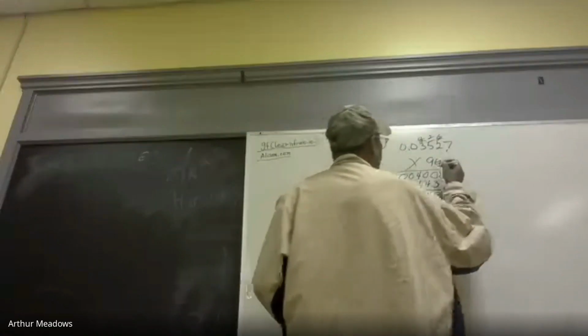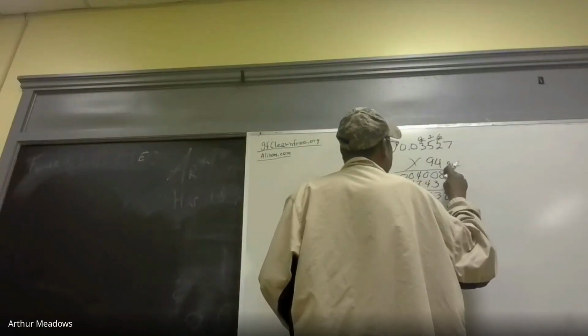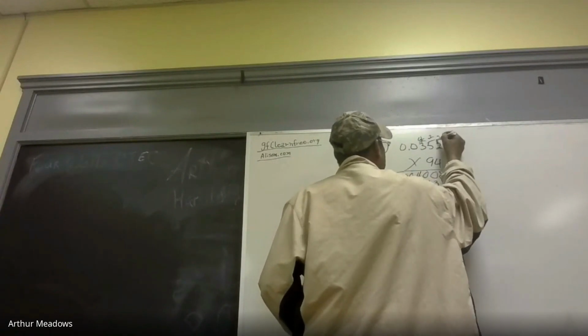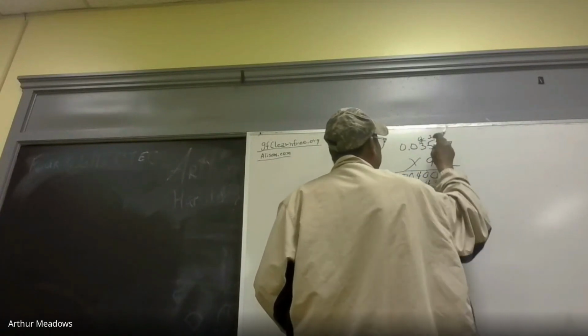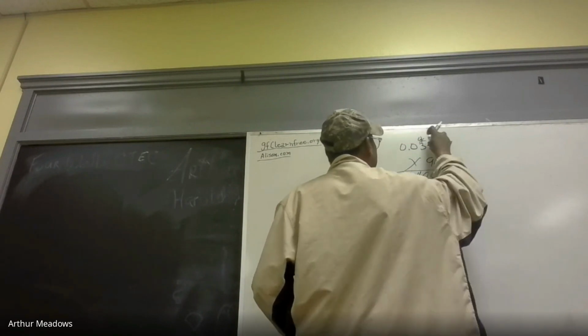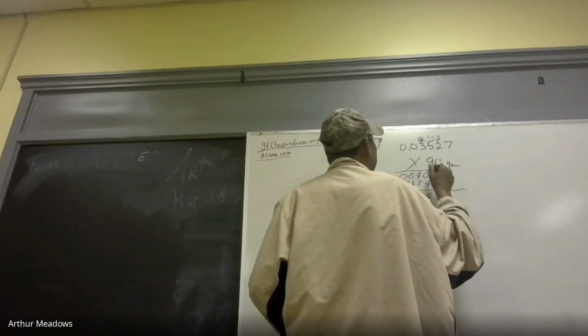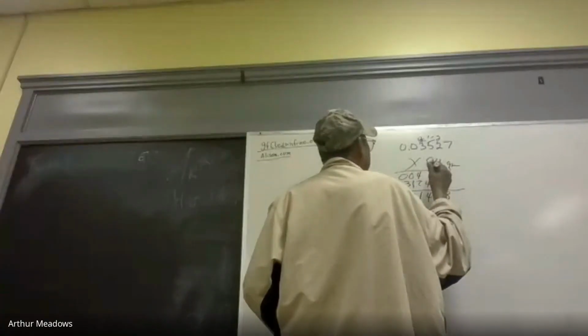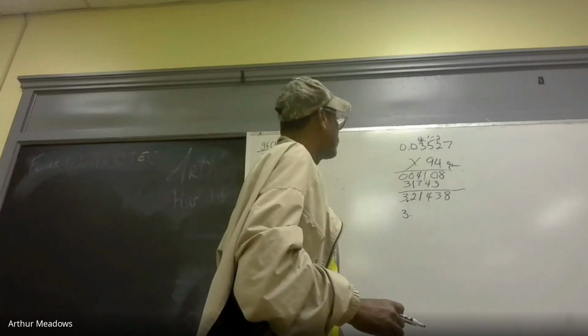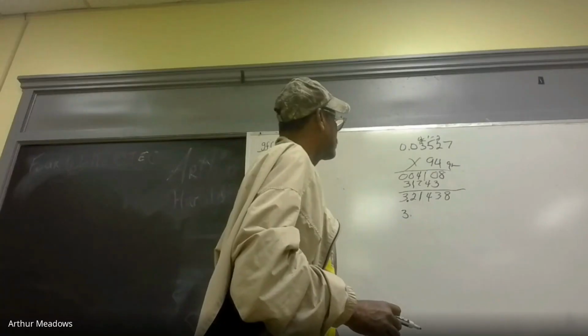4 times 7, 28. 4 times 2, 8, plus 2 is 10. 4 times 5 is 20, and 1 is 21. So the answer would be 3.32. Yeah, that's the answer, 3.32. That's it, right? He said the answer was 3.32. Yeah. He got 2, so he still has to go.